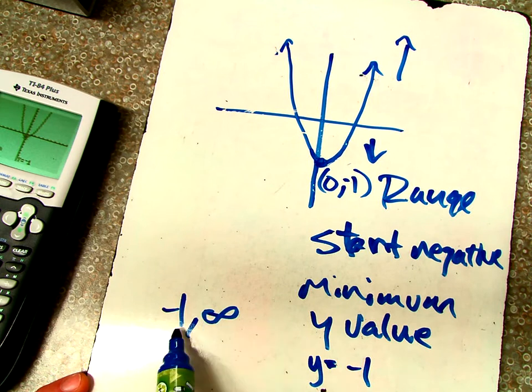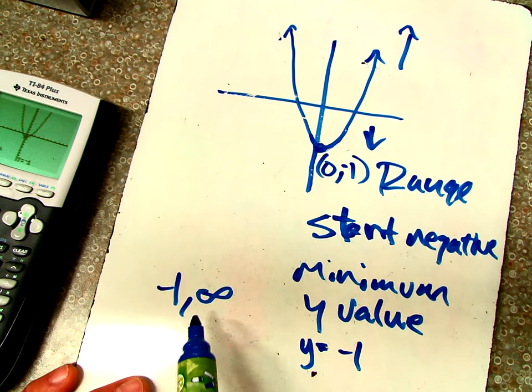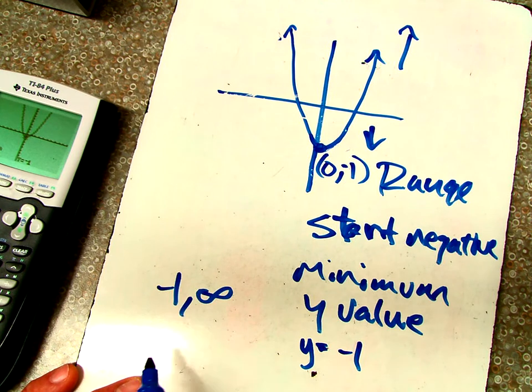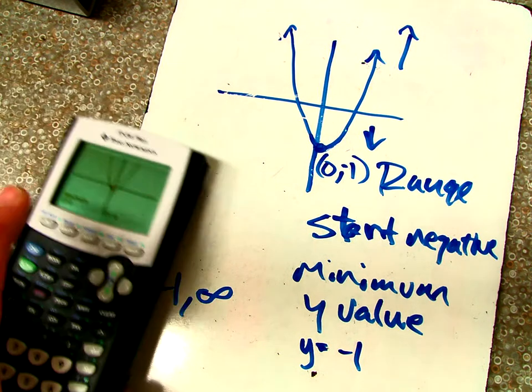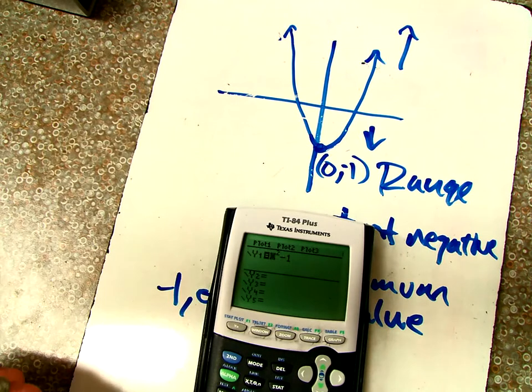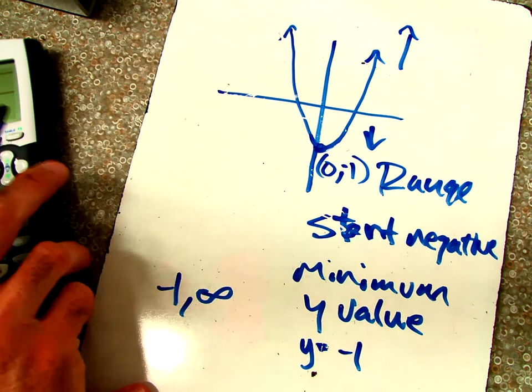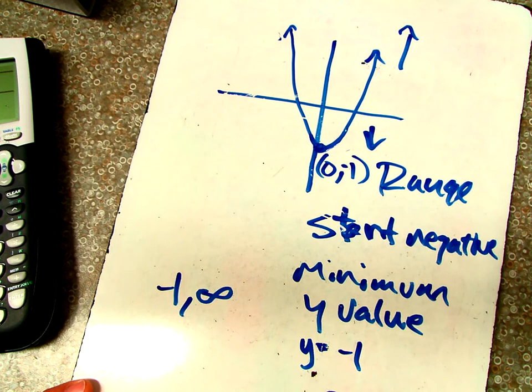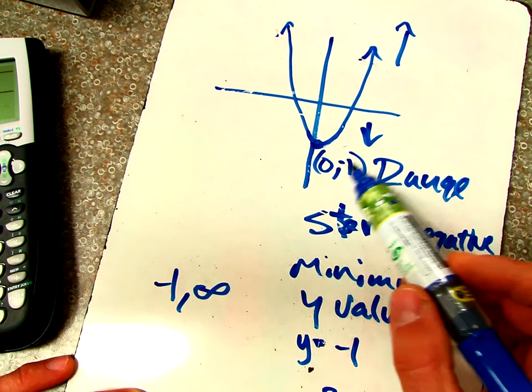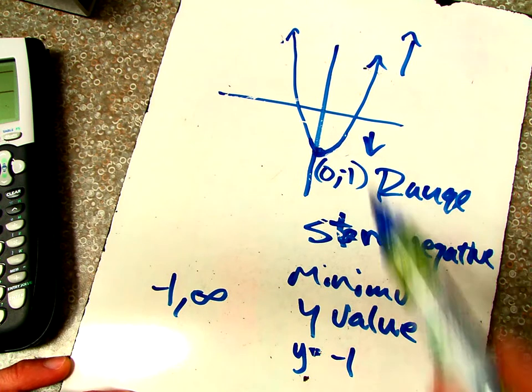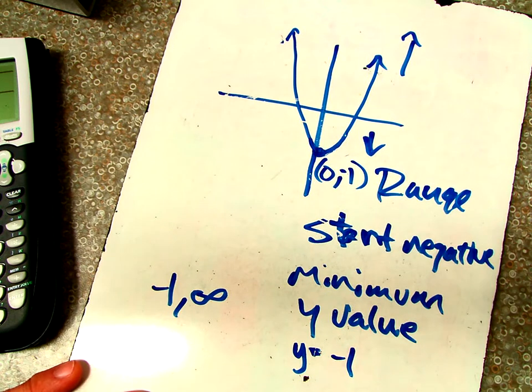Okay, and the hard part for this, to me, is do we put a bracket on -1 or do we put a parenthesis on -1? A way to tell is to remember what our function is: x squared minus 1. And to know if we can put a bracket on that, you can put the x value in. I think that's probably the easier way. If you put the x value for that point in, it equals y.